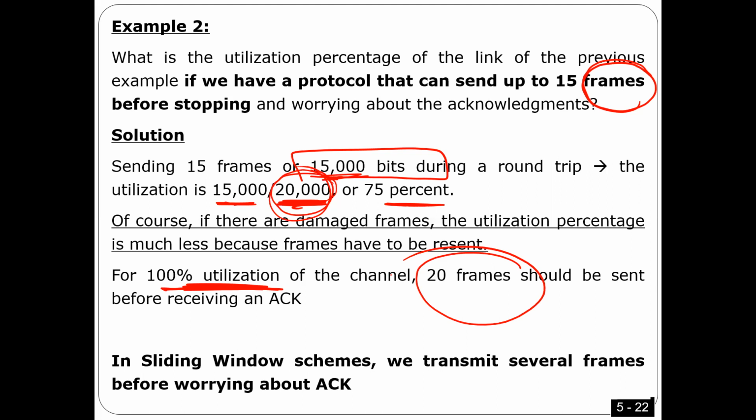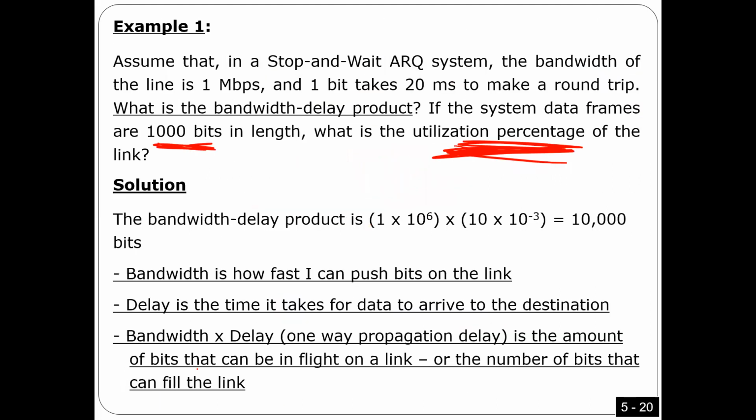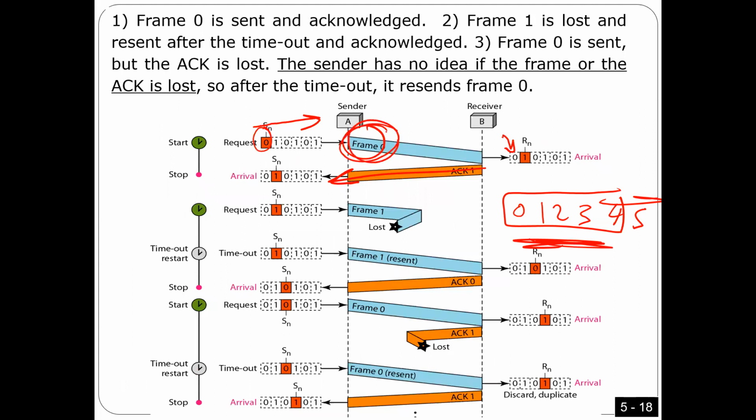And this is exactly what we are going to do in the sliding window. The difference between what I did here and the sliding window is that here I transmit one frame, and then I wait. The word wait here is too bad, because you have a channel and you can transmit, but you're not transmitting because you are waiting. So here I wait until I receive the acknowledgement, and this is the bad thing for sure.